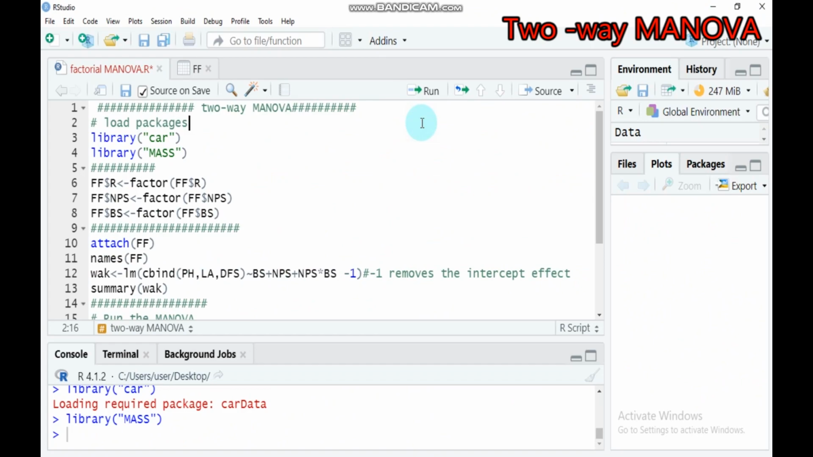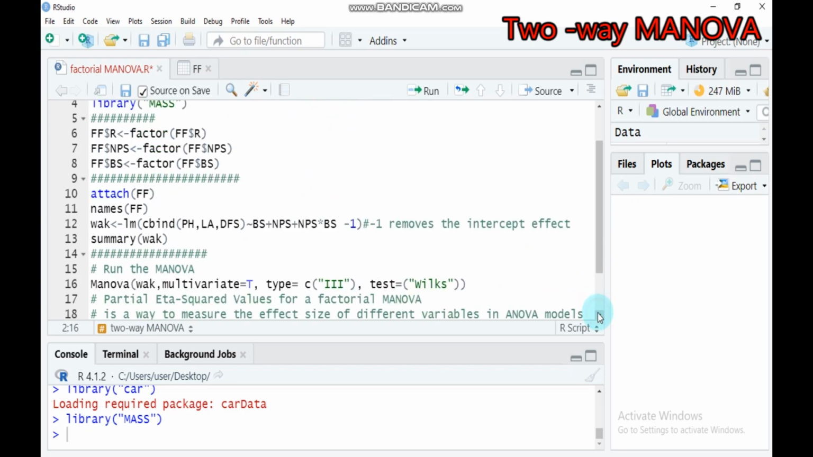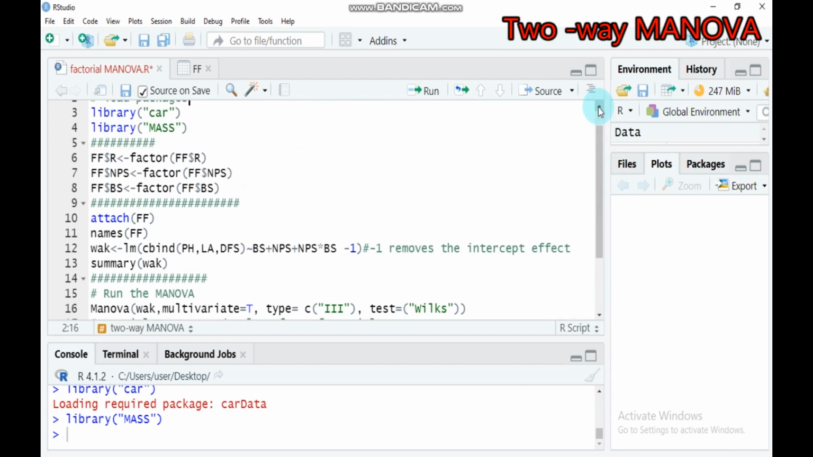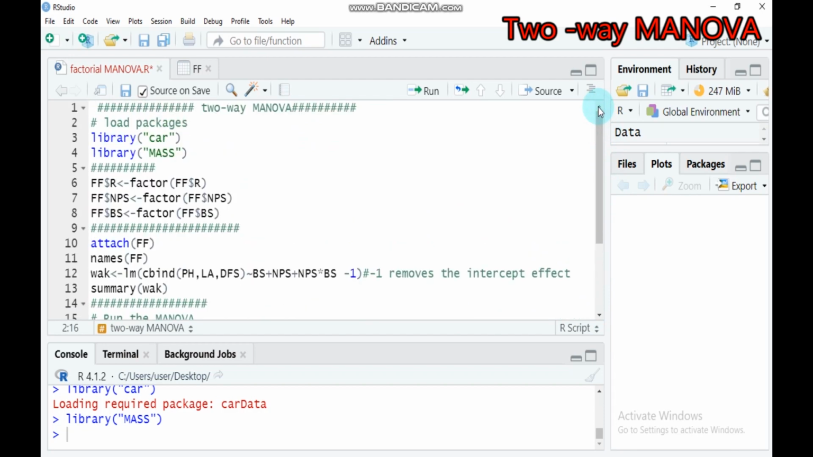Hello everybody, today we're going to discuss factorial MANOVA, or two-way MANOVA, in R software. In order to do that, the two packages, car and MASS, and later I'll show you the heplots package, are important for running the two-way MANOVA in R. Usually the two-way MANOVA is used when a researcher wishes to investigate whether two or more grouping variables affect two or more response variables.